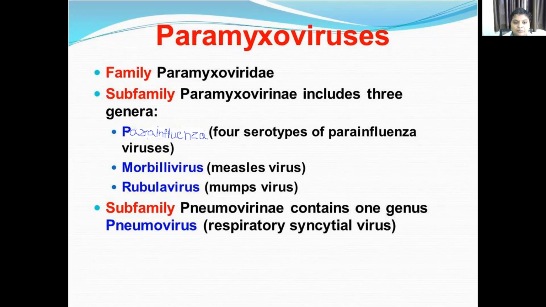Four genera. They are parainfluenza, morbillivirus, next, rubulavirus, which contains mumps virus. Another genus is also there, which causes the RSV infection. It belongs to the genus Pneumovirus.